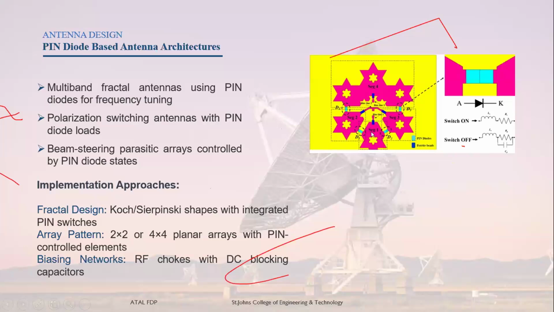By turning on and turning off these switches, different segments are connected or disconnected so that I can change the frequency of operation. This is a fractal antenna. But of course, talking is very easy because I can show you the diode, but how do you design and simulate it in the simulation tool?